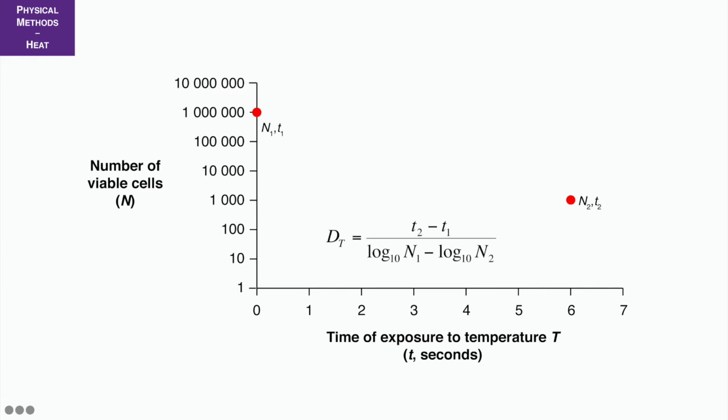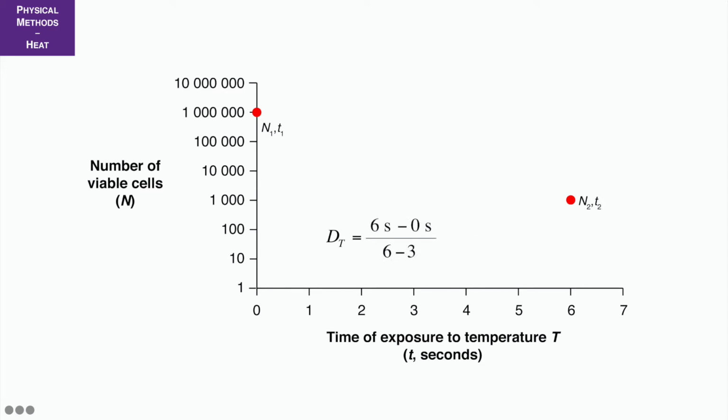Using this formula, we can calculate the decimal reduction time for this particular temperature. We first enter the values for our 2 data points. Note that I'm expressing the number of viable cells in base 10 for clarity.